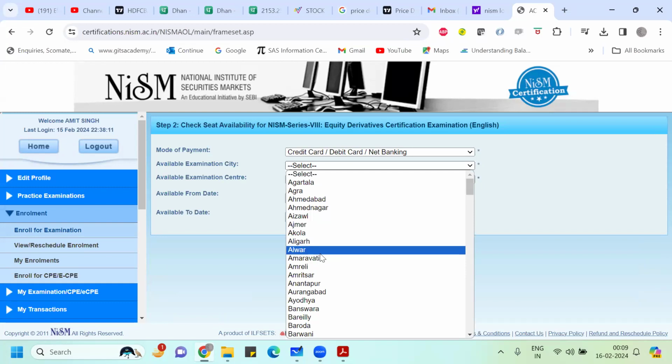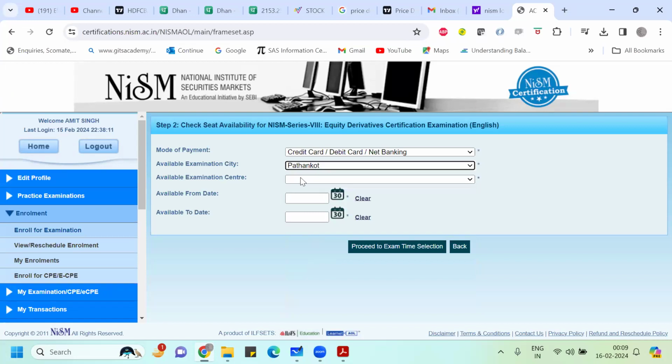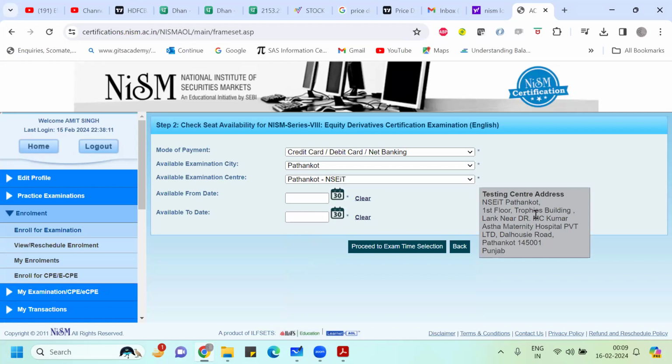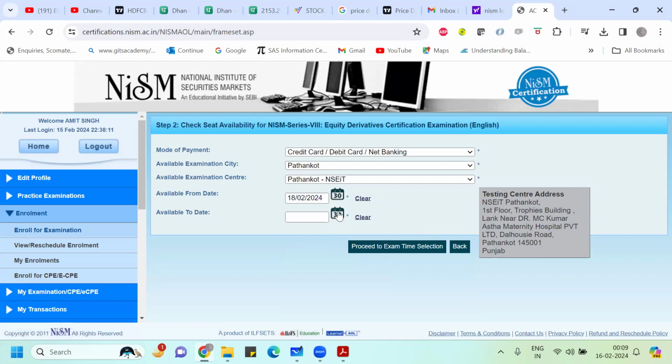So possibly it depends on which city you're from. You can gradually select the city. For example, if I am from Pathankot, I'll select Pathankot, and then they'll give me the details of the available exam centers, and then I have to search here. I can even see the address of where my exam is in Pathankot. And here I can search the date, from which date to which date I can write the exam. So all these things I can do here, and then if you click go.